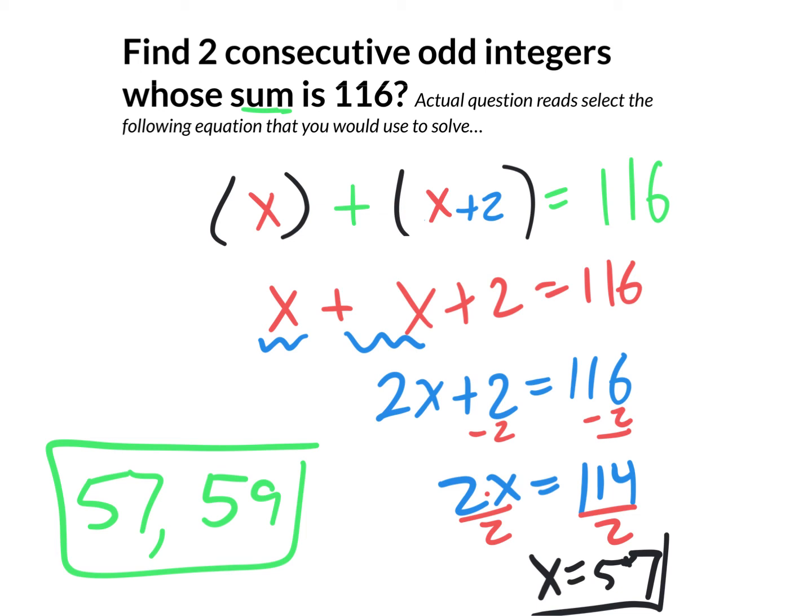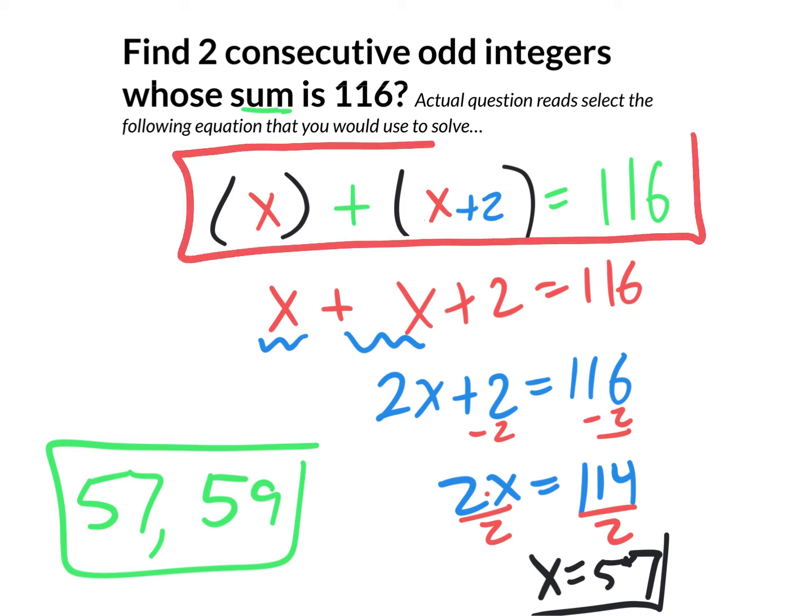By the way, on this particular question on the practice test, they don't even ask for the answers. They ask for you to select the appropriate equation. So this would be the appropriate equation to select. Okay, that's going to be on the test. So you look through all your multiple choice answers and just pick this one.